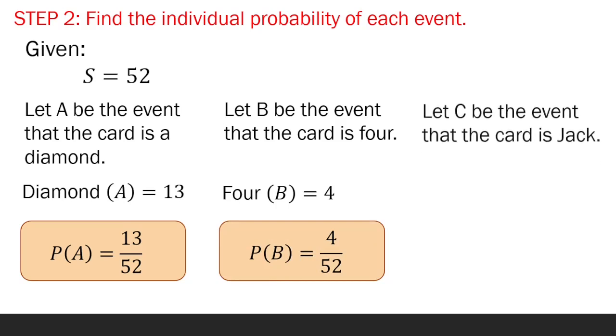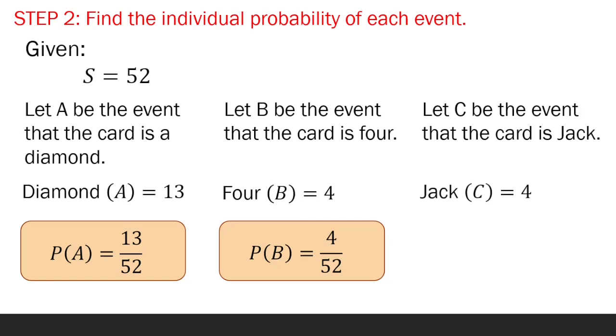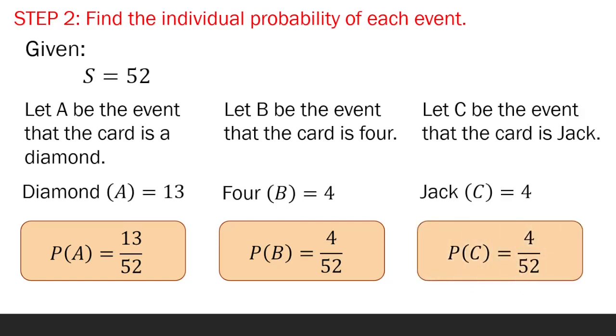Now next, for the third event, let C be the event that the card is a jack. Same case with event B. In a total deck of cards, there are 4 jacks: a heart, a spade, a club, and a diamond. And the probability of getting a jack in a deck of cards is also 4 over 52. So this is now the probability of our third event.